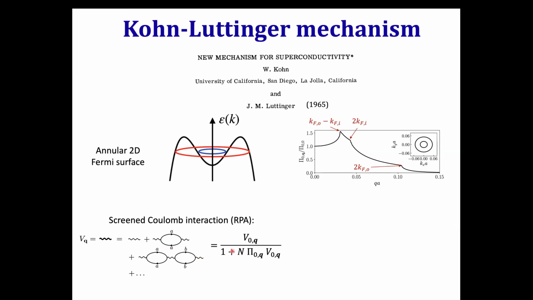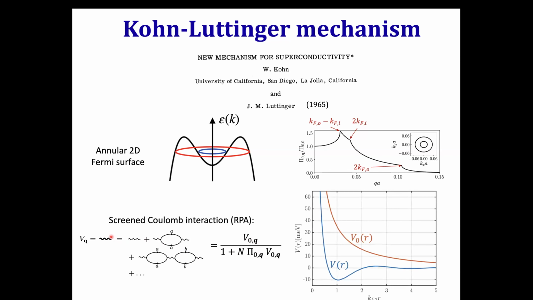Okay, and then what we can do is just, instead of using the bare interaction, which is Coulomb, we use the screened interaction and try to find solutions to the gap equation using that. Okay, and the interesting thing, so this is what the screened interaction looks like in momentum space, but this is what it looks like in real space. So V naught here is just 1 over R, Coulomb. Okay, so that's the Fourier transform of this bare interaction.